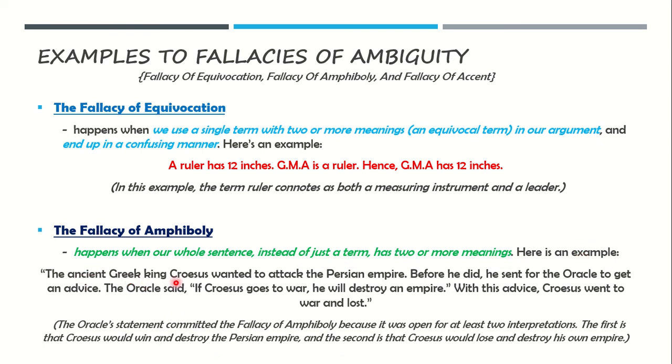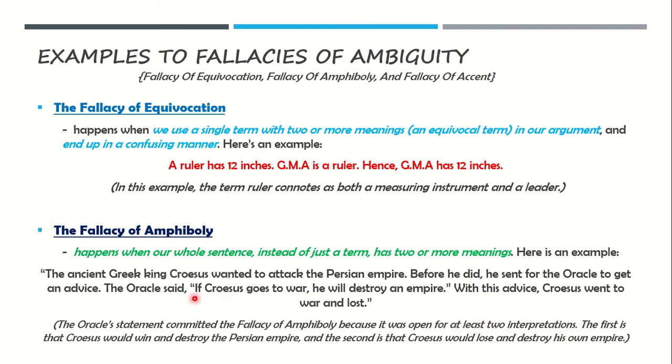The ancient Greek king Croesus wanted to attack the Persian Empire. Before he did, he sent for the oracle to get advice. The oracle said, if Croesus goes to war, he will destroy an empire. With this advice, Croesus went to war and lost. So the oracle's statement here committed the fallacy of amphiboly because it was open to at least two interpretations.